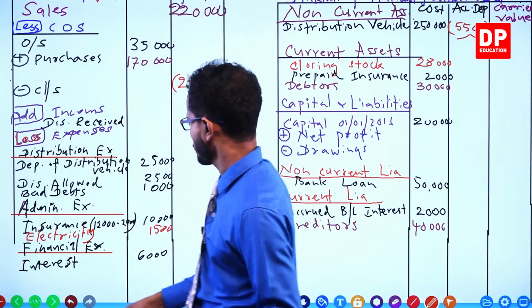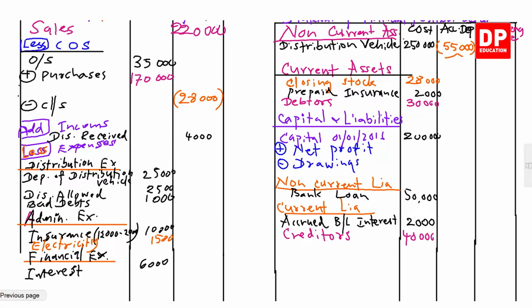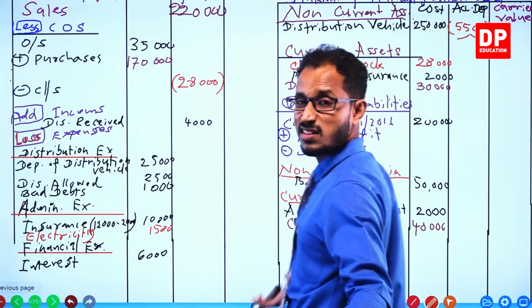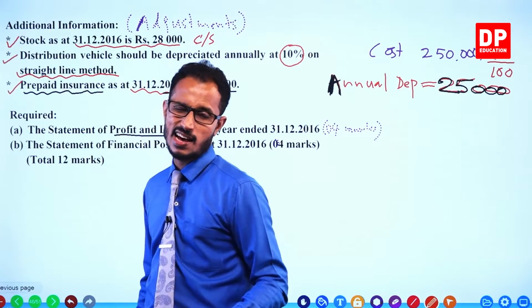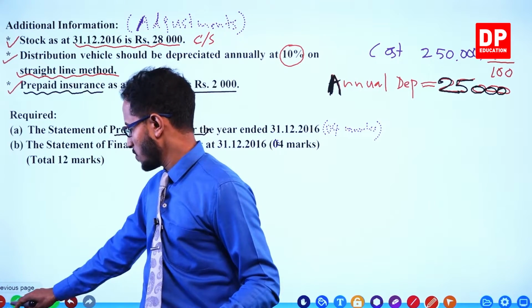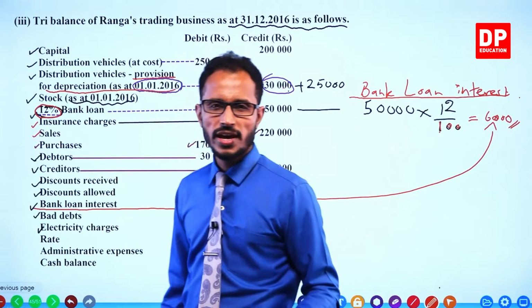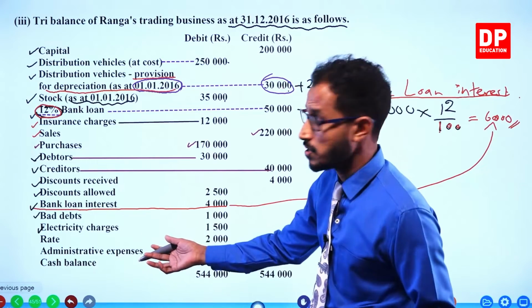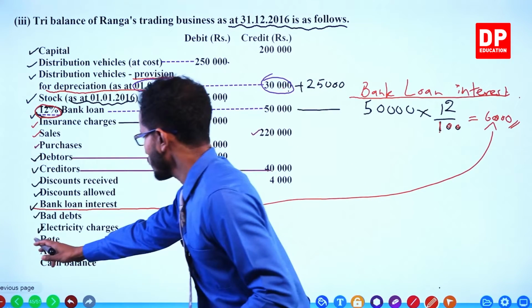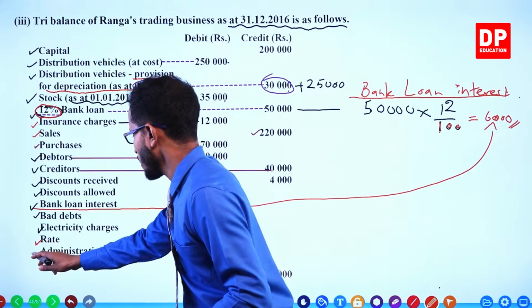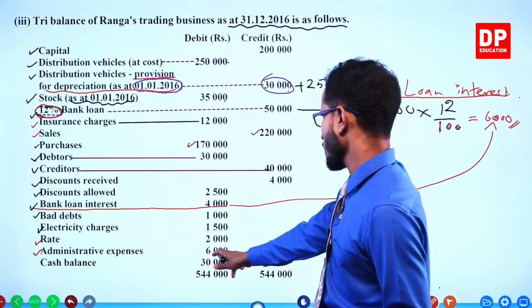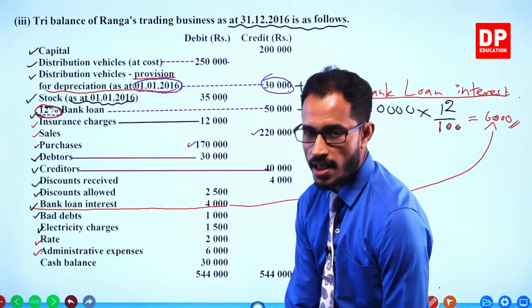There you go. Now let's see the final outcome. It's not bad, is it? Looks okay. But we are not finished. We have rates and we have admin expenses. 2,000, 6,000. Now it gets bad.